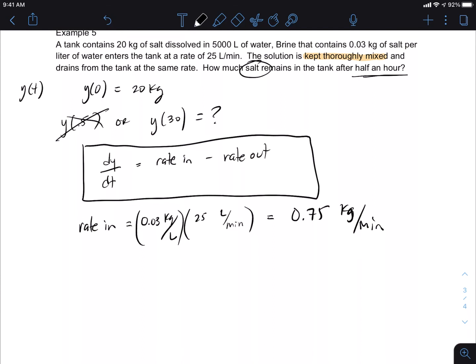But something's happening the other way too. Because if we didn't have anything going out, this eventually would become some overflow or just a massive amount of salt. So this is where it's difficult for a lot of people. The rate out, we can get the easy part, right? This is 25 liters per minute going out.